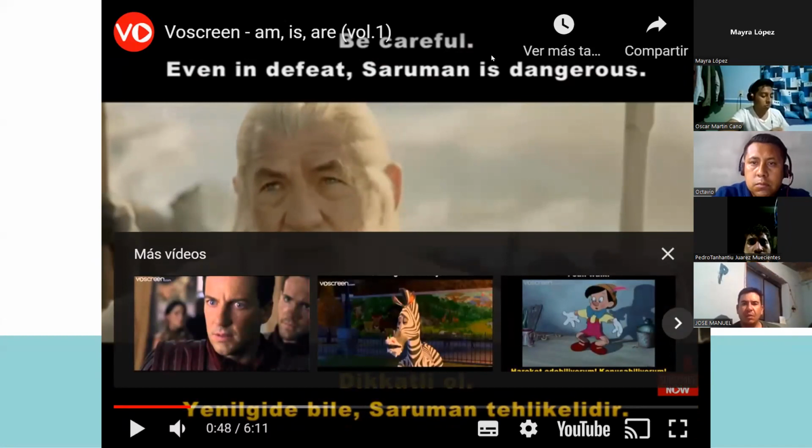For instance, here, the sentence is Saruman is dangerous. Why are we using is? Aquí estoy usando is. ¿Por qué? Si aquí yo no tengo un he, no tengo un it, no tengo un she, tengo un Saruman. ¿Por qué uso is?